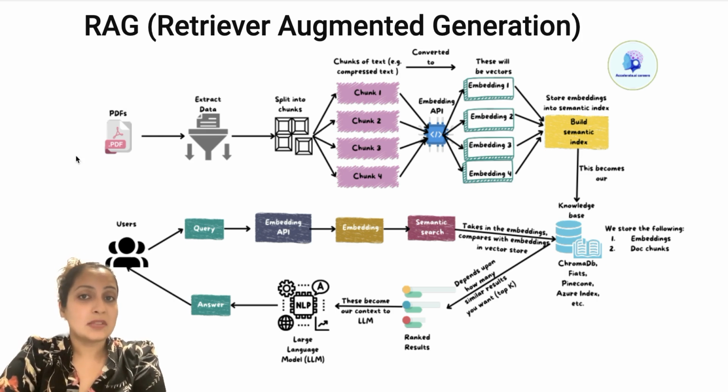And this entire process in the first half doesn't get repeated again and again unless you are unhappy with the chunking or you are unhappy with the embedding. This process, done once, remains as is, and your embeddings are stored in the vector store.